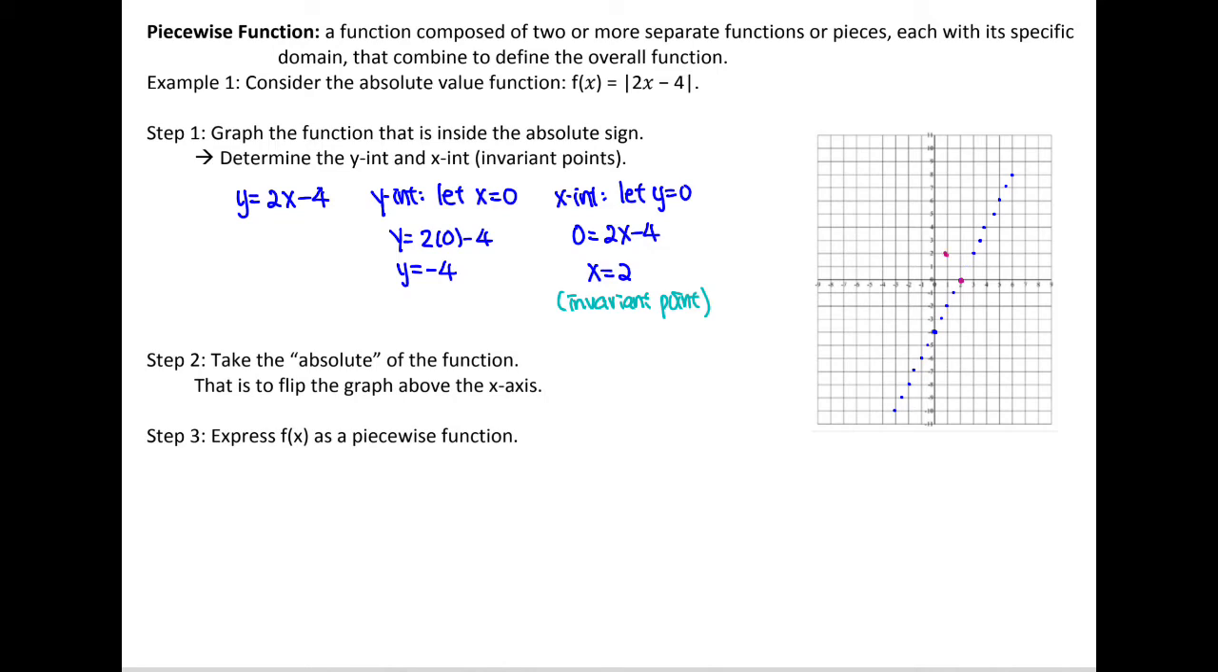And at this point, step 2, we have to take the absolute of the function. That is to flip the graph to be above the x-axis. So starting from our invariant point, we can see all those points, their y values are negative. So we're going to change them by multiplying a negative 1 to become a positive y value. So negative 2 becomes positive 2. Negative 4 becomes positive 4. Negative 6 becomes positive 6. And negative 8 becomes a positive 8.